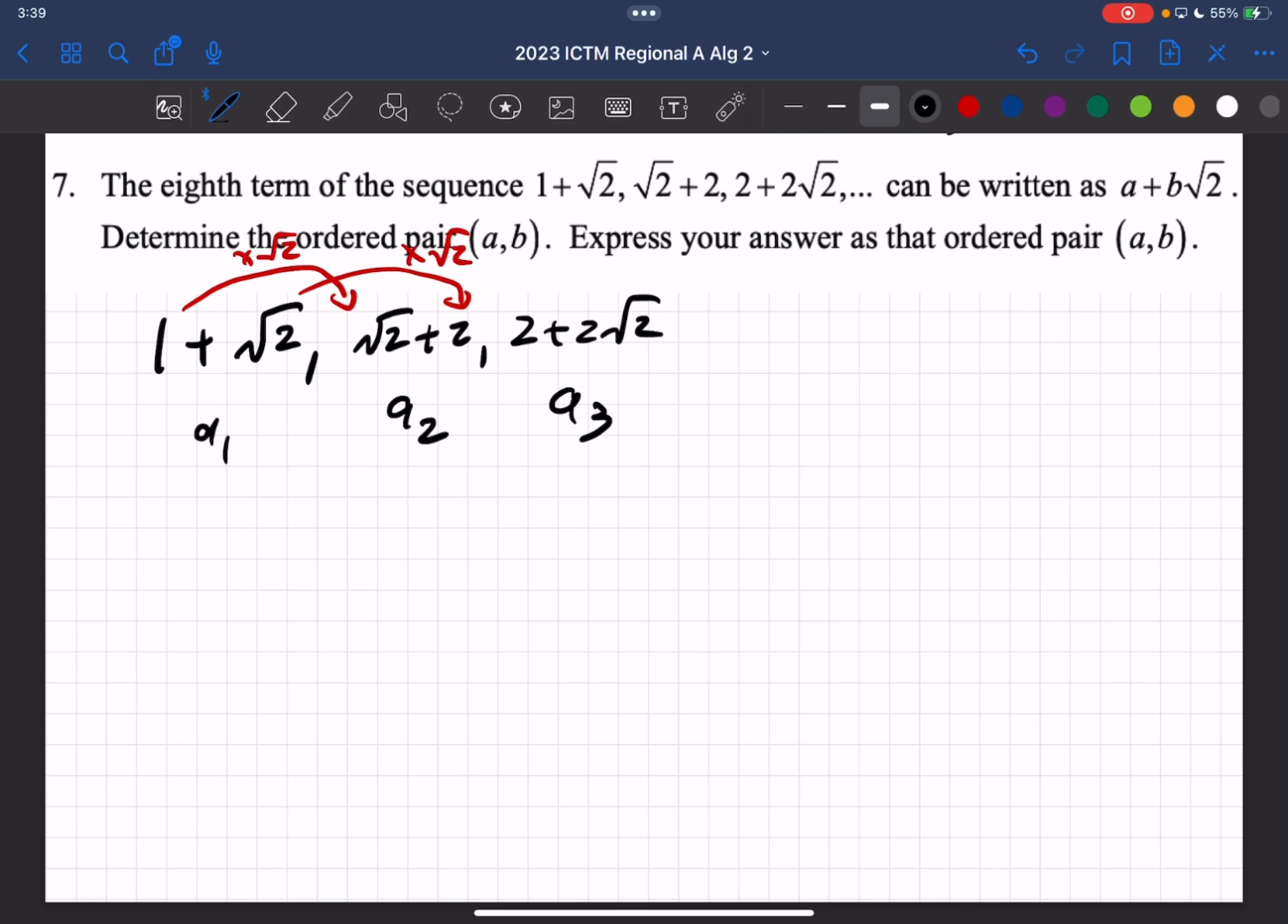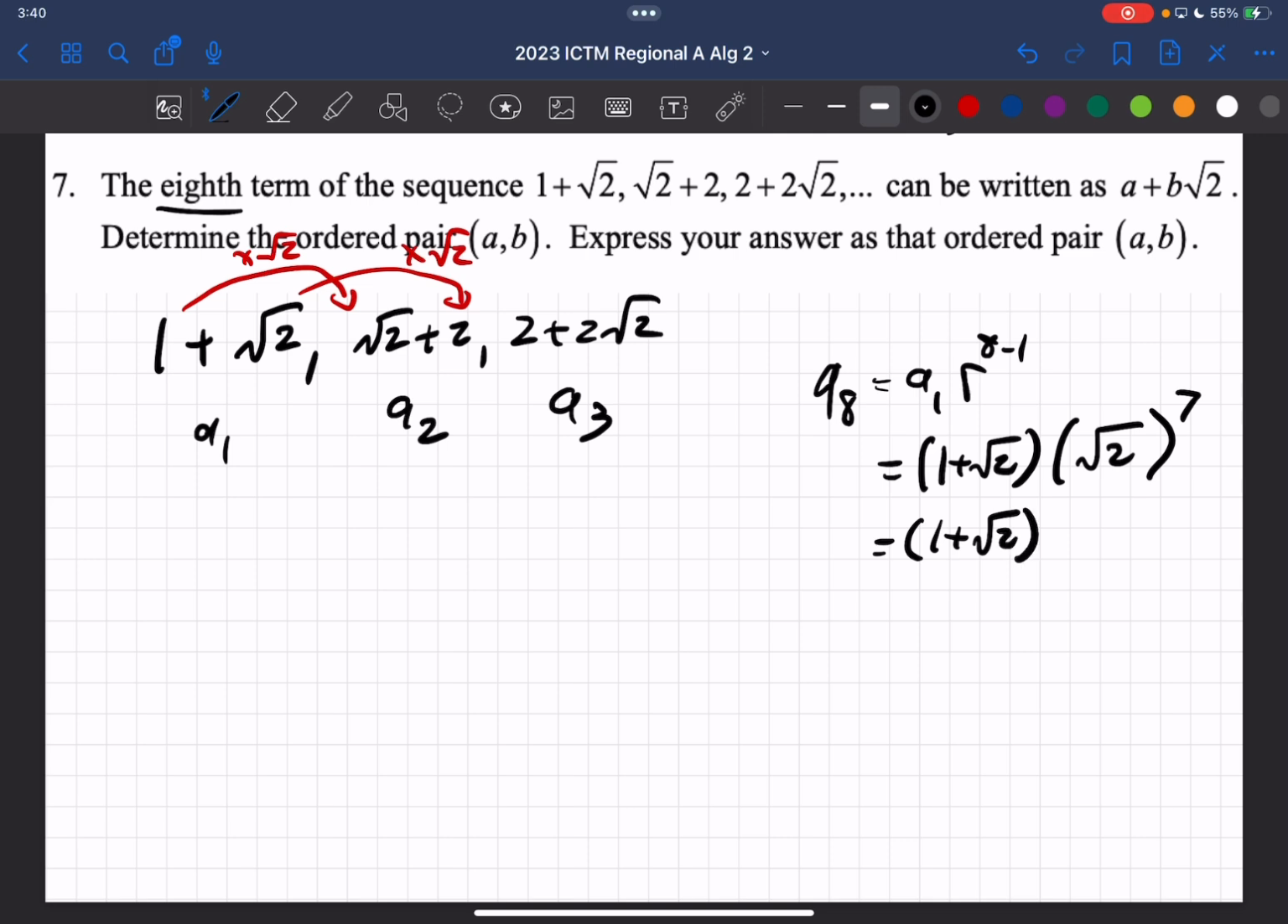So if you treated this as a geometric sequence, not an arithmetic sequence, we want the 8th term. That's what we want. So A8 equals A1 times r to the 8 minus 1. Now the first term is 1 plus square root of 2, and the common ratio is square root of 2 to the 7th. Now square root of 2 to the 7th, I'm going to break that up: square root of 2 to the 6th power, and leave that extra square root of 2.